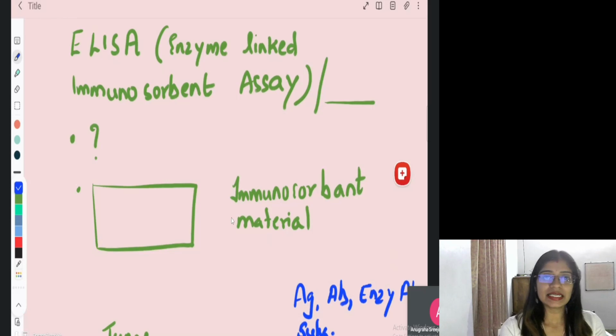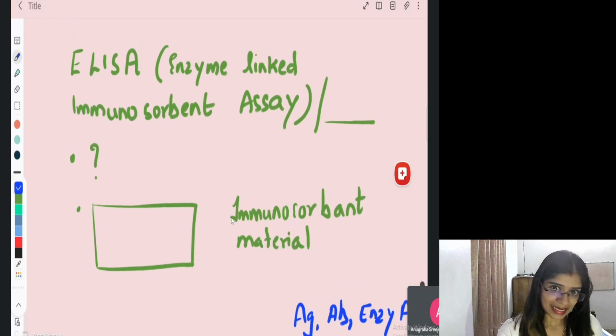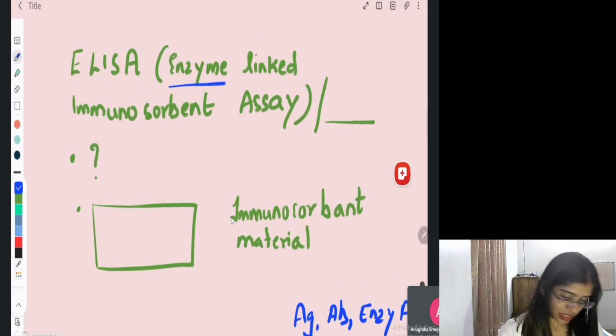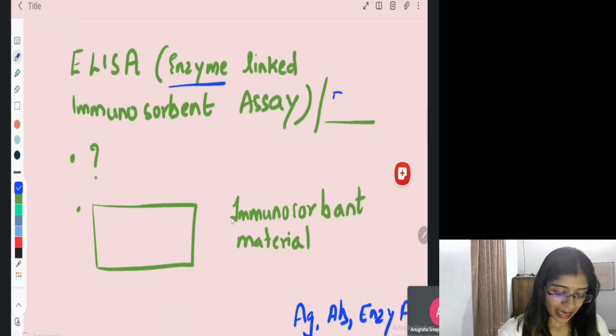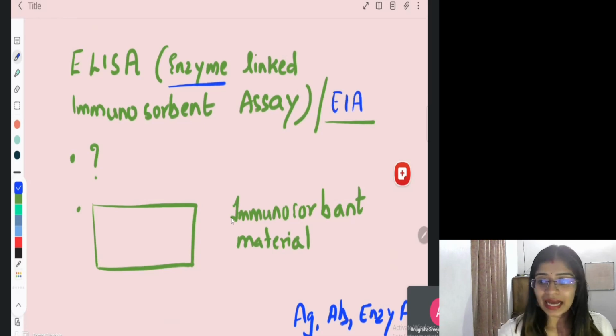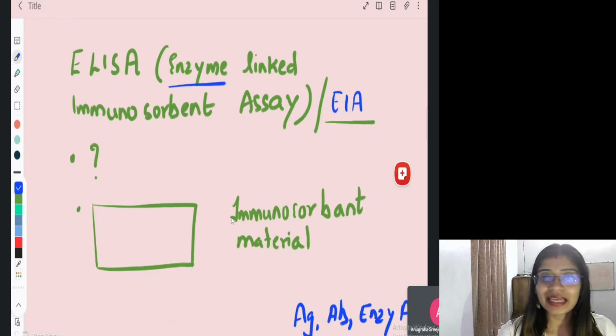So what is ELISA? First thing, you should know the full form. It is enzyme linked immunosorbent assay. It is also called as EIA. What is EIA, guys? It is enzyme immunoassay. So in the question paper, if EIA comes, write the note for ELISA only. Don't get confused.